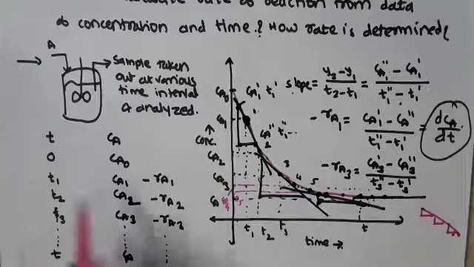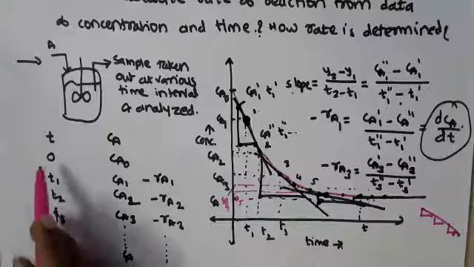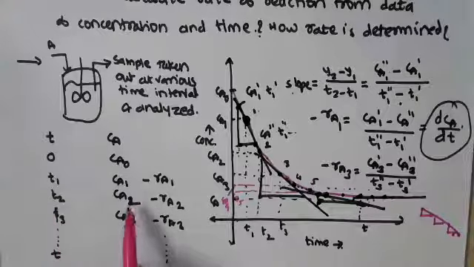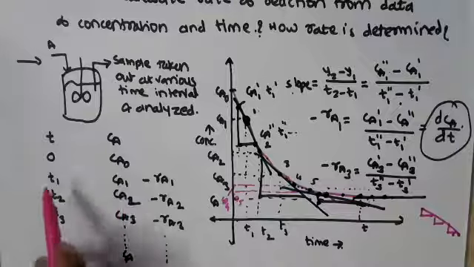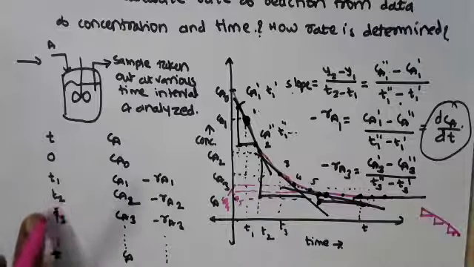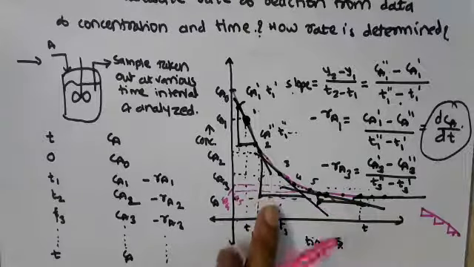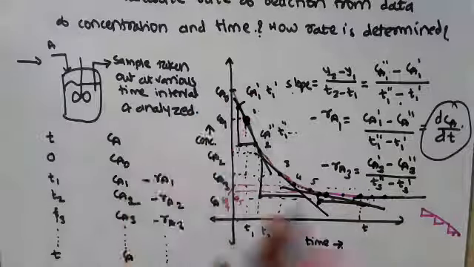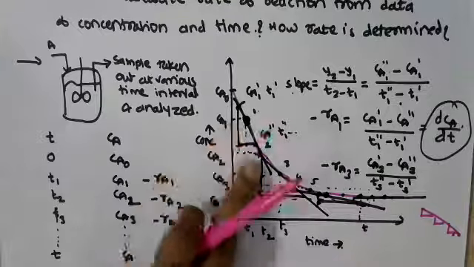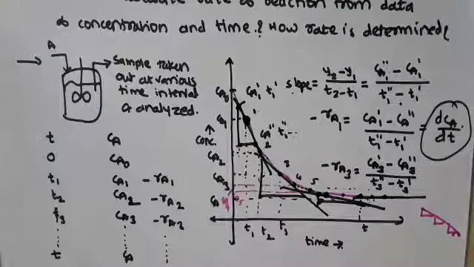So suppose some students try to do it like this: Ca0 minus Ca1 divided by T1 minus 0, then Ca2 minus Ca1 divided by T2 minus T1. Then they will be making a mistake because they are trying to assume as if it is a straight line, which is not the case. So for calculating the rate of reaction, the graphical method is the only option. You have to plot the graph of concentration versus time, draw the tangent at different points and determine the slope of the tangent at that point.